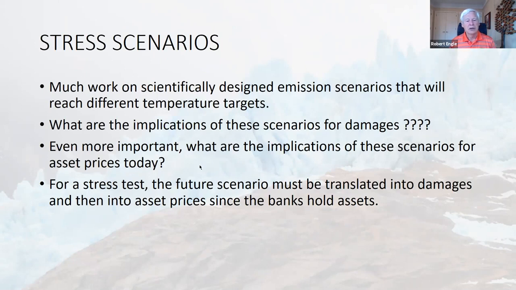So the stress scenarios that central banks have been working on are based on scenarios that come from the scientific pathways to maintaining temperature within a certain level, typically 1.5 degrees centigrade above traditional levels. We're using a rather different scenario. Our scenario is based on these factors. In other words, how much movement in one of these factors could we really expect? How much should we protect against?